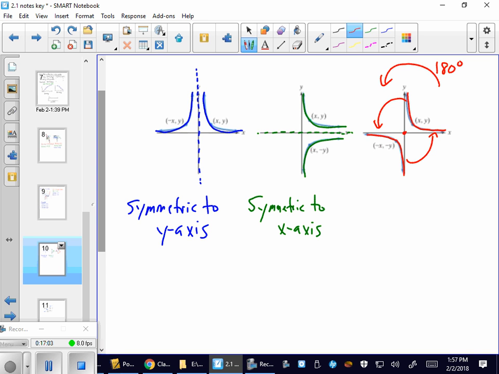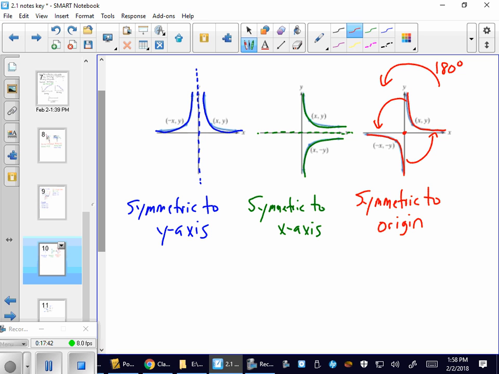Another way to think of it is if you put a pencil right through the origin and then you started to turn the paper 180 degrees or upside down, it would look identical. That is symmetric to the origin. The blue one and the red one have specific meanings to stuff that we're going to do later. The green one, if you have something which is symmetric to the x-axis, it's not really a function, so it's not going to help us a whole heck of a lot for what we're doing.